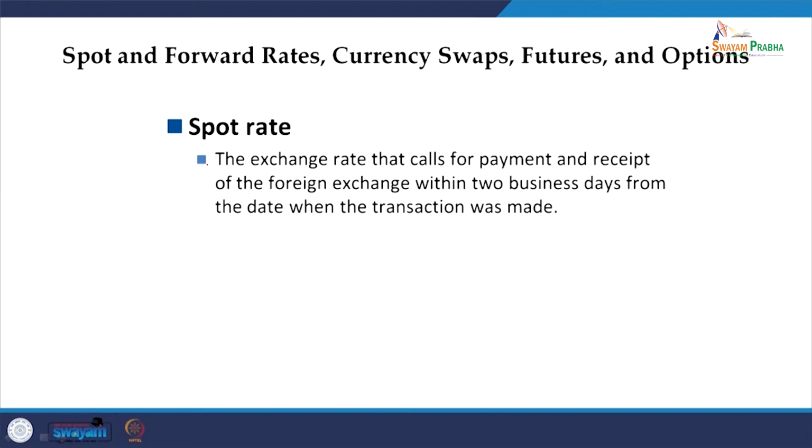Coming to spot and forward rates, we will discuss exchange rate determination later in our next class in detail. There are some other conceptual differences: spot rate, forward rate, options, futures, which we will also explain in today's lecture. A spot rate is basically the rate that calls for payment and receipt of the foreign exchange within 2 business days from the date when the transaction was made. So, if the rate is contracted for 2 business days and traded, it is simply called the spot rate.